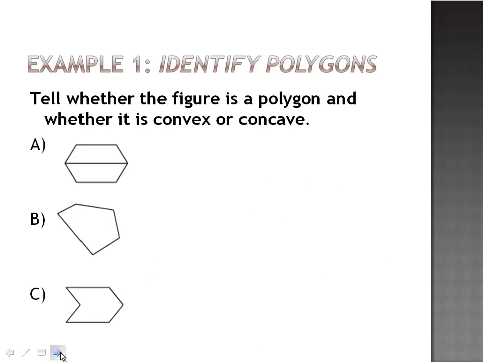So example 1, identify polygons. Tell whether the figure is a polygon and whether it's convex or concave. Well, if you look at this first one, you'll remember we cannot have a line going through the middle of our shape like that. So this one is not a polygon. This one, all the sides are straight, and each side touches another side, and it only touches one other side. So this is a polygon.